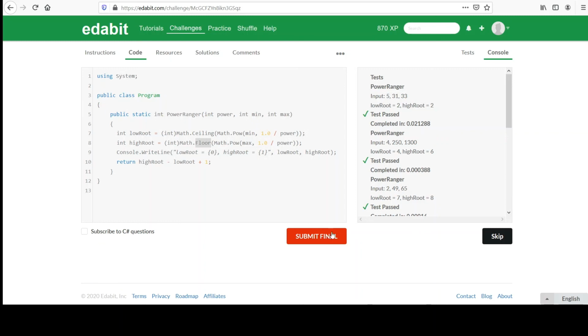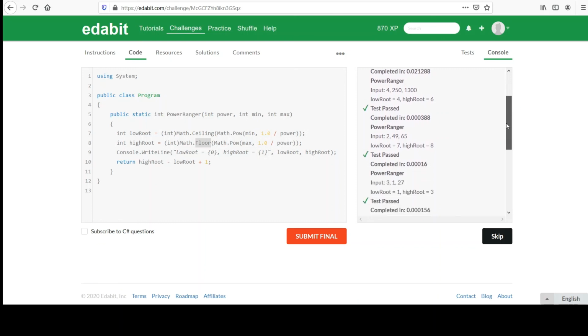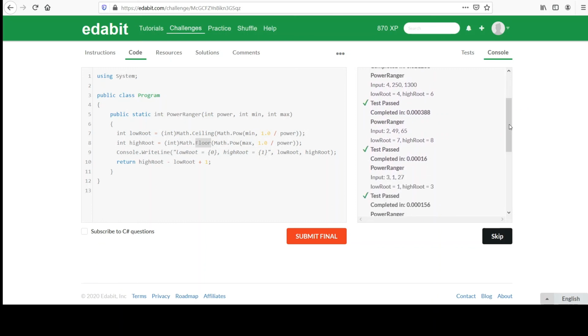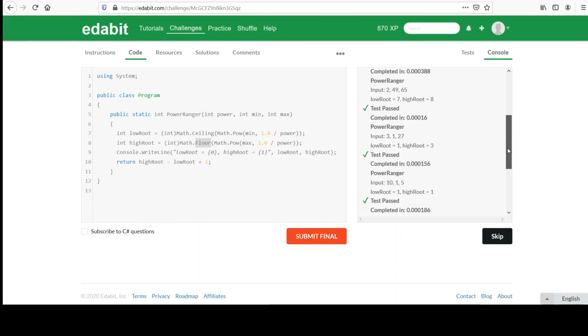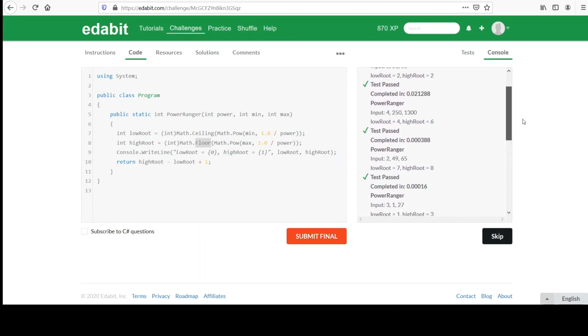Good deal, yeah. So you can see it in the output here. 2 and 2, subtract those, that's 0, you get 1, pass. And we can look at some other examples. We did this one on the instructions page. We know it's 2, 49, and 64. We had lower root was 7, higher root is 8, 8 minus 7 is 1, plus 1 is 2. So, you can look through the other tests if you like. That takes care of it.